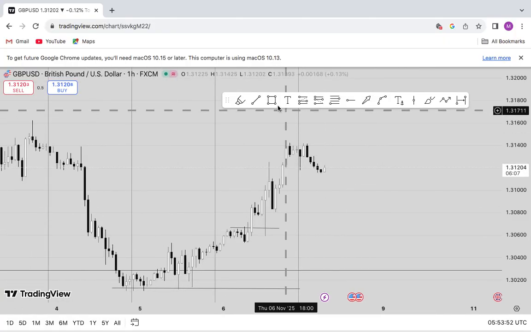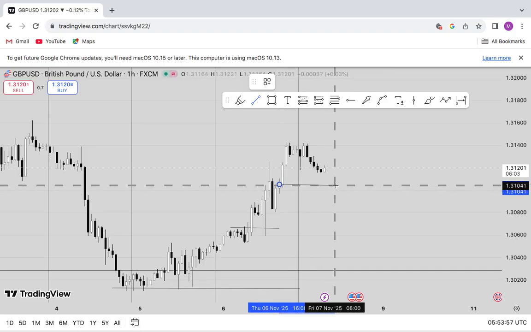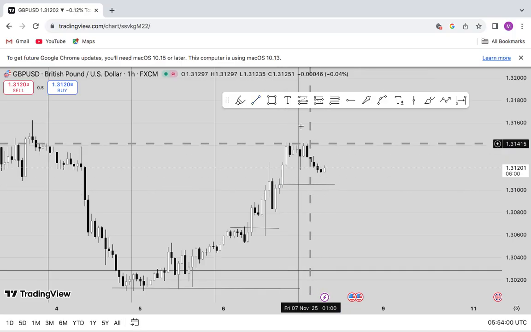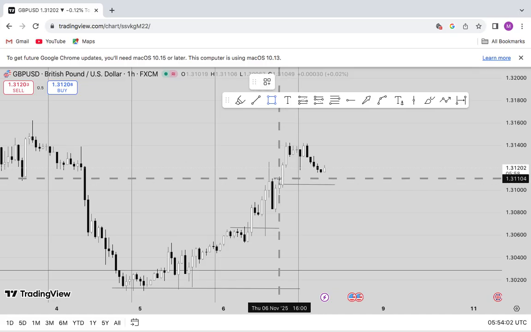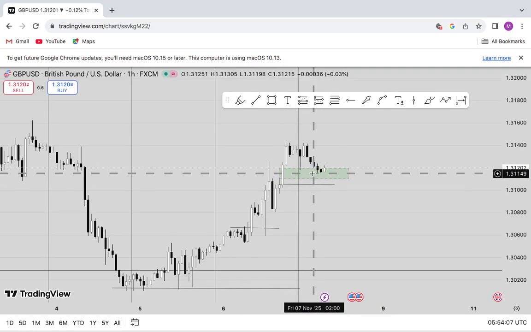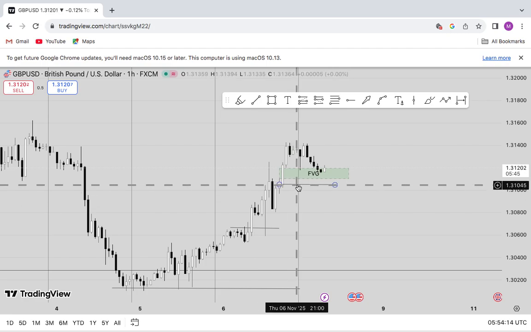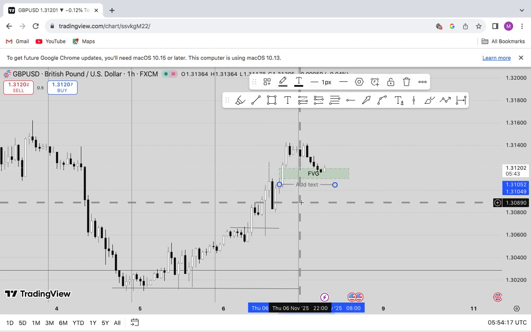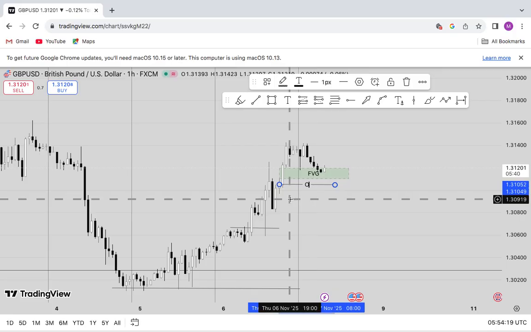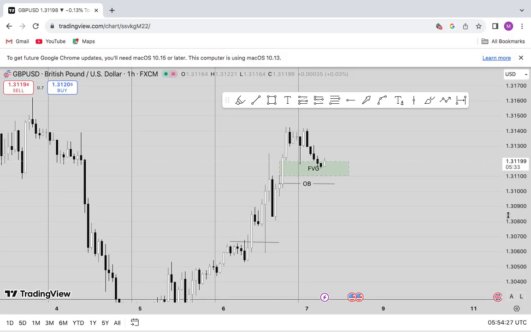Here you can see we have this area sleeping here with a fair value gap. This area now becomes a key level because this is an FVG on the 1 hour time frame. We have the 1 hour FVG and we have this other block sleeping just slightly below the fair value gap. So it's a valid order block and it's a valid FVG. This is where I'm looking at price to react.